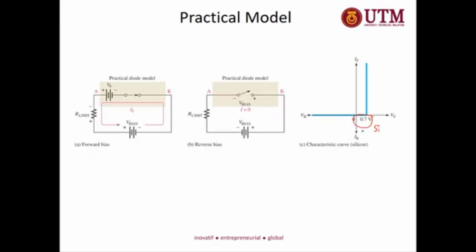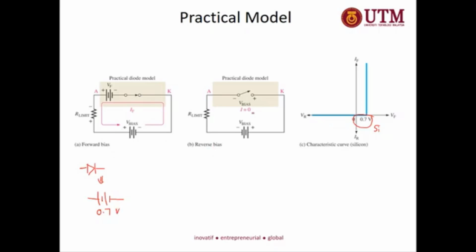So in the circuit, the diode can be replaced by a DC source or battery. So the diode in the forward bias can be replaced by a battery, and the value of the battery depends on the barrier potential. For example, in a silicon based PN junction, the DC source will have the voltage of 0.7 volt.